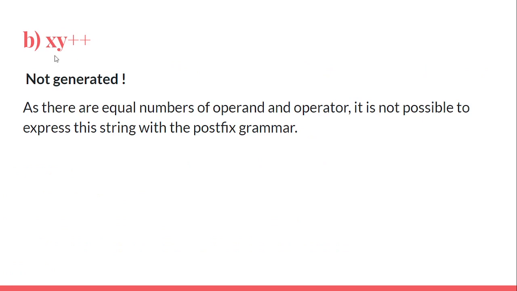The second string we were given is x, y plus plus. As we can see, there are an equal number of operands and operators. In any postfix or infix notation, we always have one more operand than we have operators. Therefore, we cannot generate this string, as it has an equal number of operands and operators.